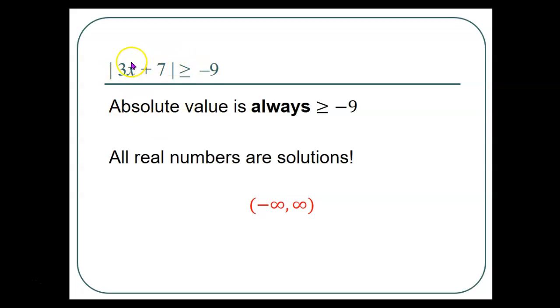So no matter what's going on, once you take the absolute value of 3x plus 7, it's always going to be a positive number, 0 or bigger. So it's always going to be greater than or equal to negative 9. And that means that you can put in anything you want for x, and this is always going to be true. So all real numbers are solutions, everything between negative infinity and infinity.